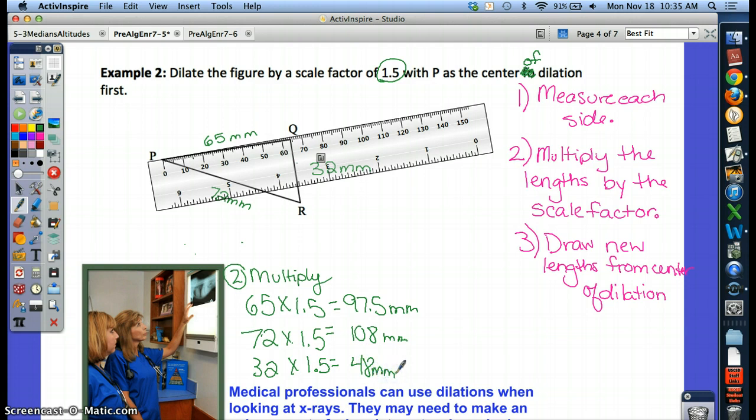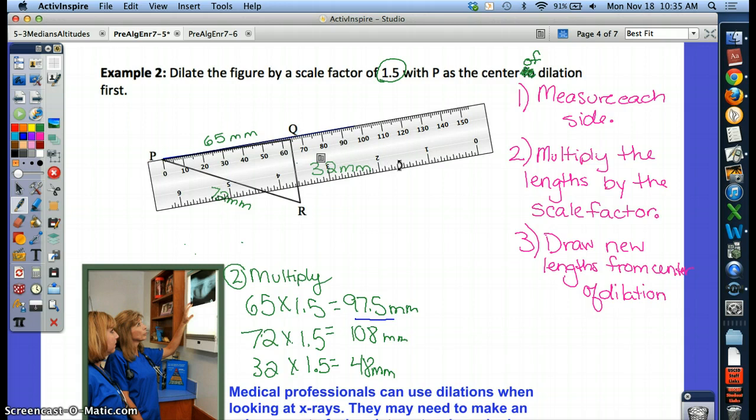Now you're going to draw the new lengths from the center of dilation. You always draw the lengths from the center of dilation. In this example, I'm dilating by point P, which is part of my figure. So I'm going to remeasure the side. I'll do this in blue this time, but I'm going to measure it from P all the way up until I get to the new length. 65 times 1.5 was 97.5. So I'm measuring from P all the way up until I get to 97.5. So I'm getting to about there. There's going to be my new length.